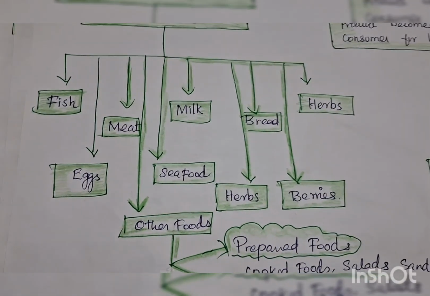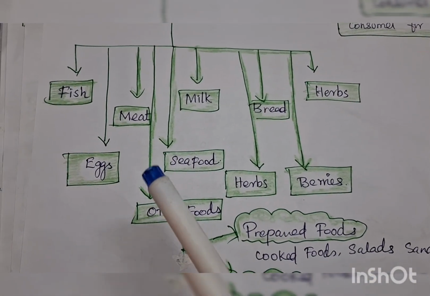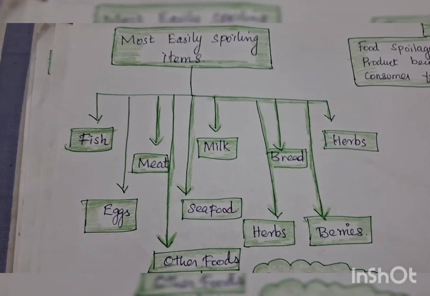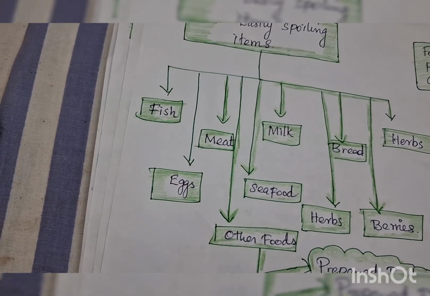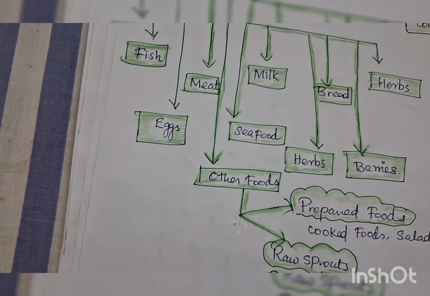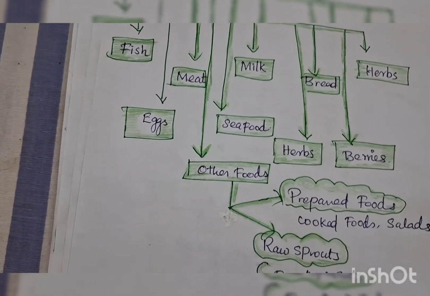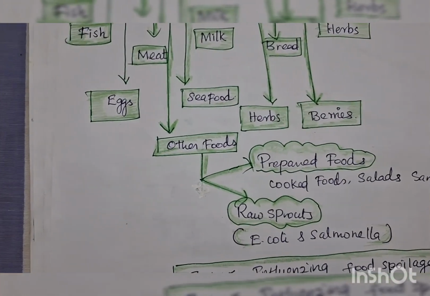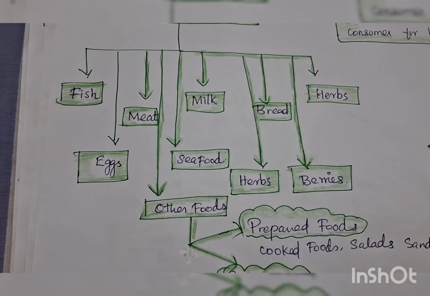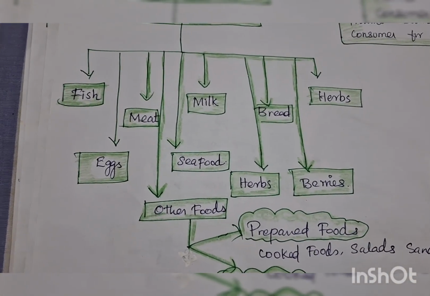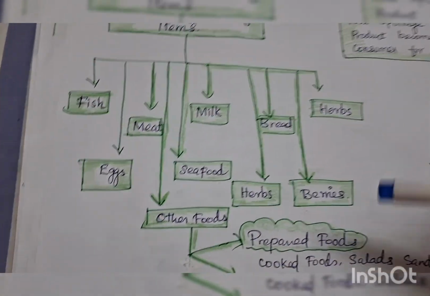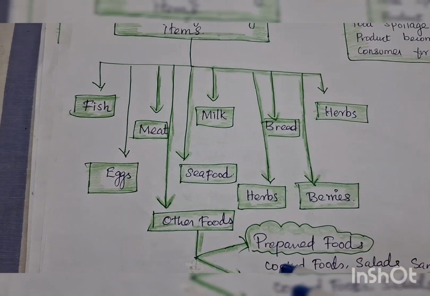You must know as nurses: fish, egg, meat, milk, seafood, bread, herbs, berries, and prepared food like cooked food, salads, sandwiches, raw sprouts. Sometimes E. coli and salmonella will be growing. Why will these, especially egg and meat, spoil easily? They must be kept at the correct temperature. So these are the easily spoiling items of food.